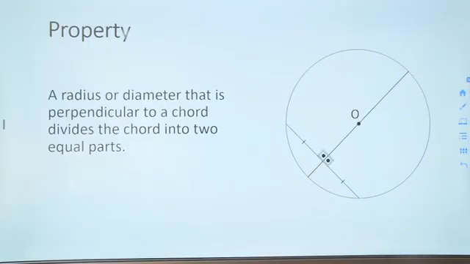Next, we have a property here: a radius or a diameter which cuts a chord divides this chord into 2 equal parts. If a chord is cut by the radius or the diameter, it is divided into 2 equal parts, and their intersection may form a 90-degree angle.